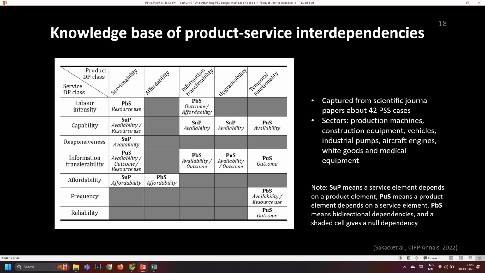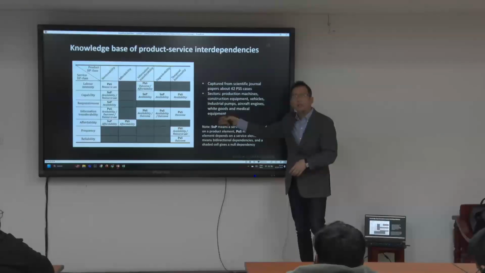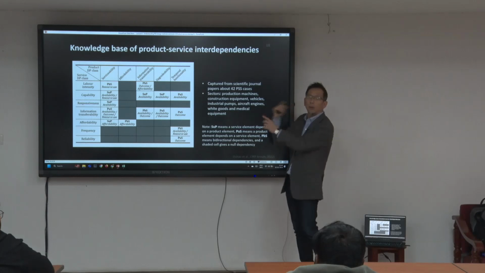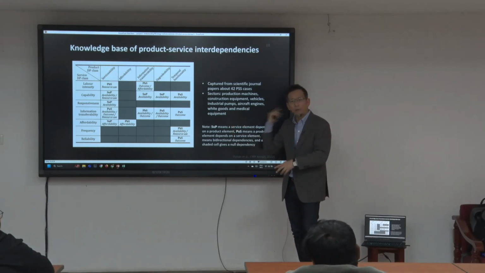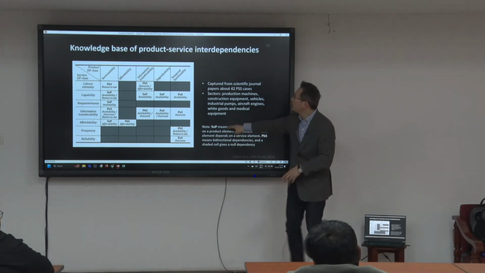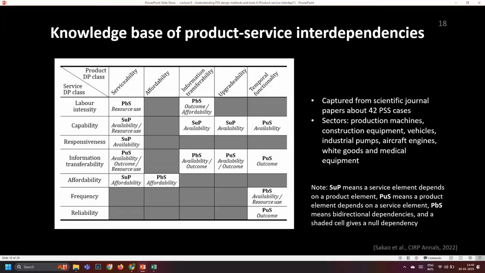And in the matrix, you see the direction of the dependencies. In the previous examples, you saw the direction of the dependency with the arrows, no? With the direction of arrows. But here it's indicated by PUS, PBS, or SUP. It's a matter of representation. The same information is conveyed. Okay?